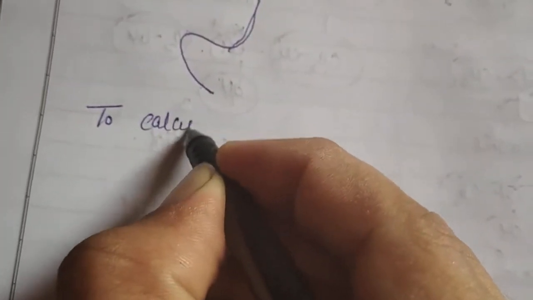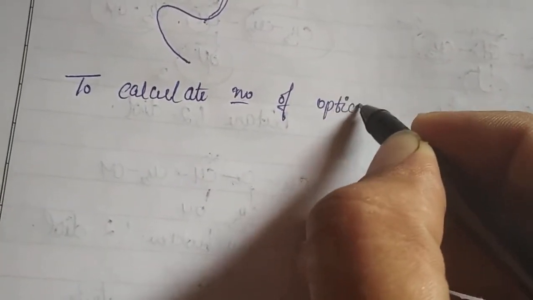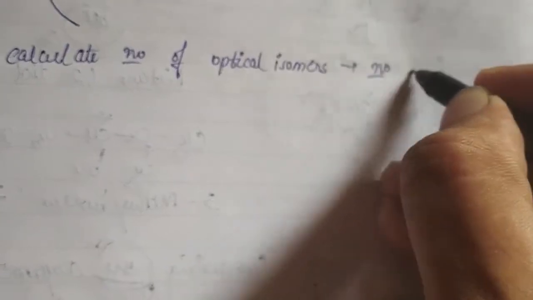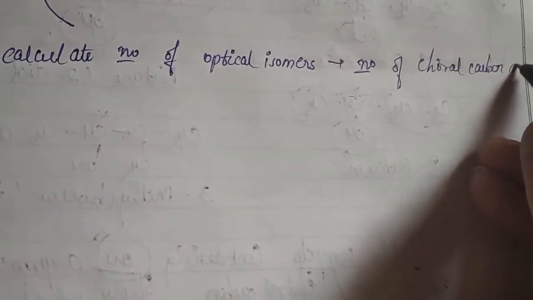So guys, in the last video we have seen what we mean by optical isomerism and what we mean by enantiomers. Now we are going to see how to calculate the number of optical isomers depending upon the number of chiral carbons. Basically there is a formula to calculate the number of optical isomers, which depends on the number of chiral carbon atoms.